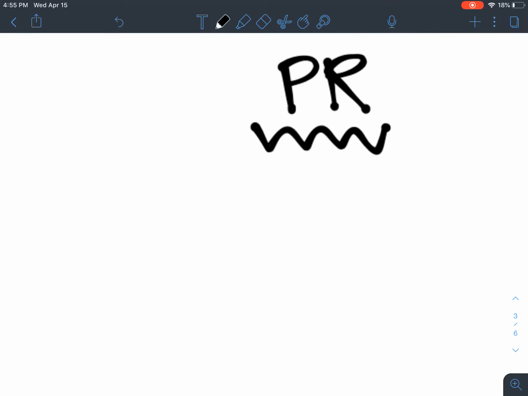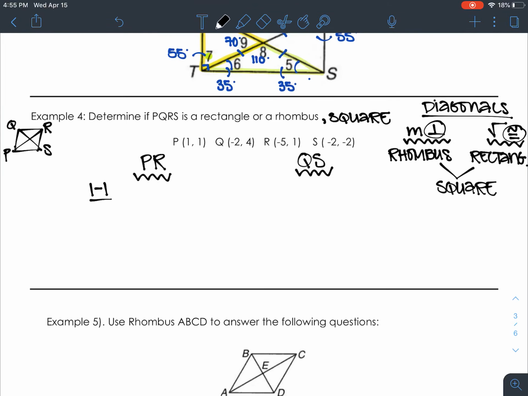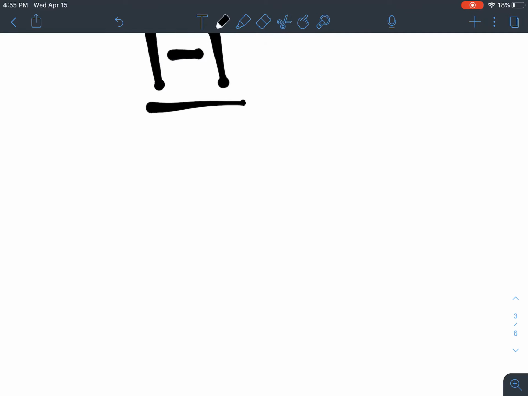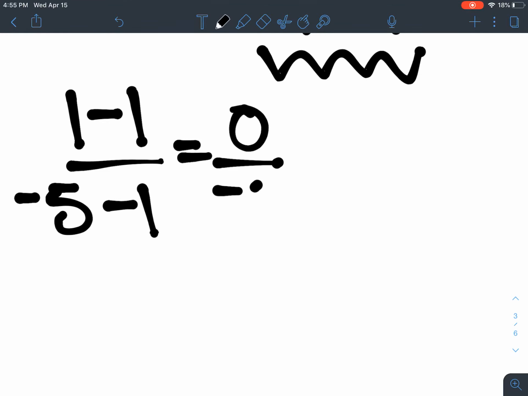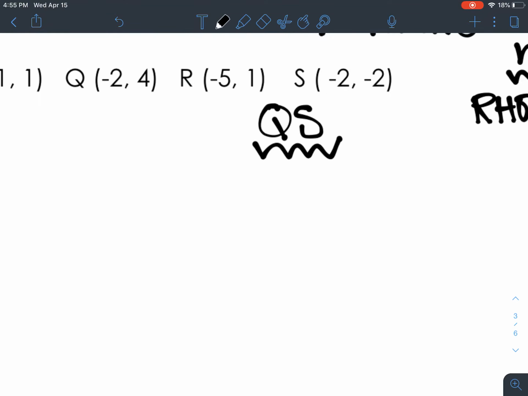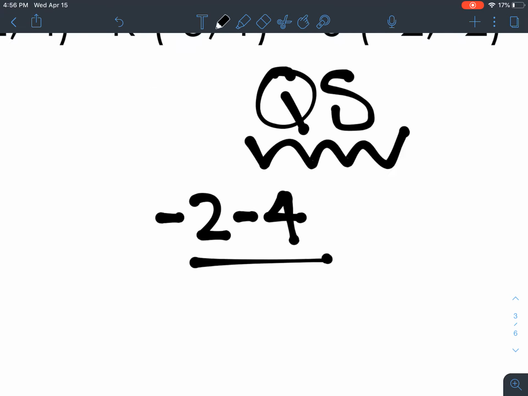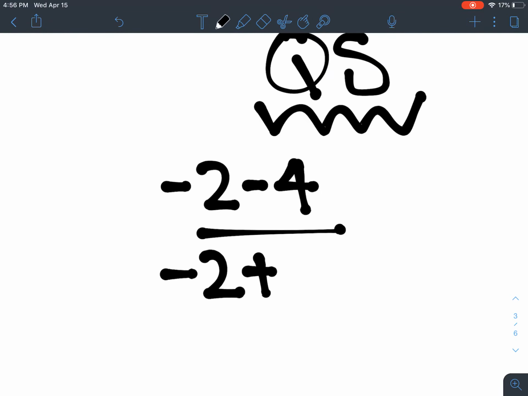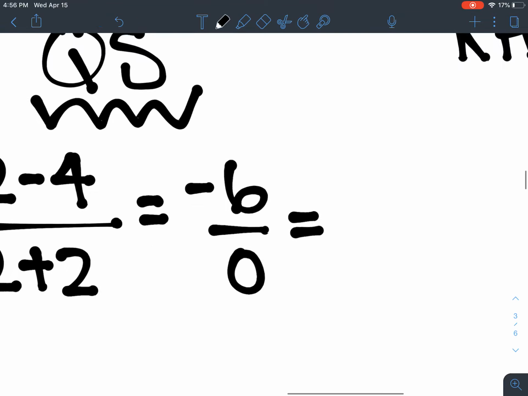Let's find the slope of PR. I would get 1 minus 1 all over negative 5 minus 1, which gives me 0 over negative 6, which means that my slope is 0. I'm now going to find the slope of QS. I'm going to get negative 2 minus 4 all over negative 2 plus 2, which means that's negative 6 over 0, which means that that's undefined.